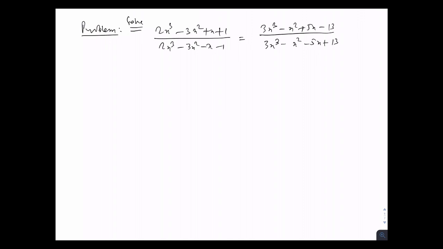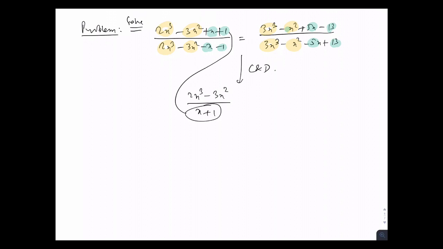So if you see here, there are few things which are same above and below. These terms are same, these terms are also same. And what is opposite? These terms are opposite in signs. So now we'll apply componendo and dividendo. When you apply componendo and dividendo, same sign terms will come in the numerator, and opposite sign terms will come in the denominator from the numerator.